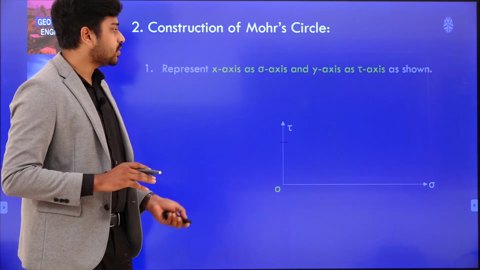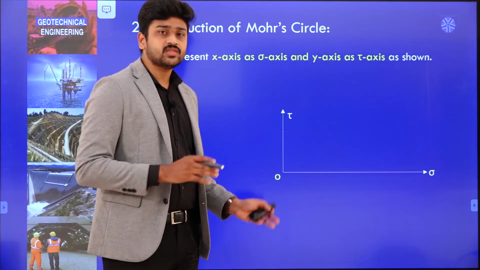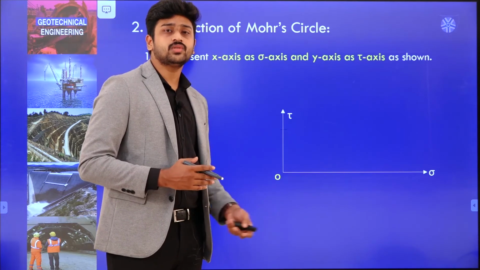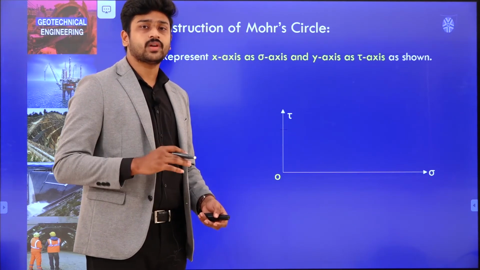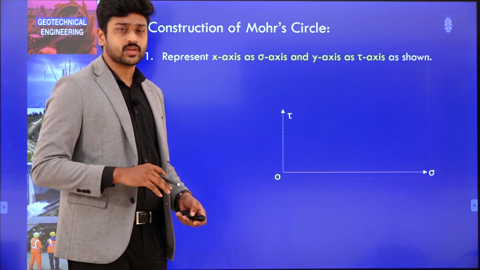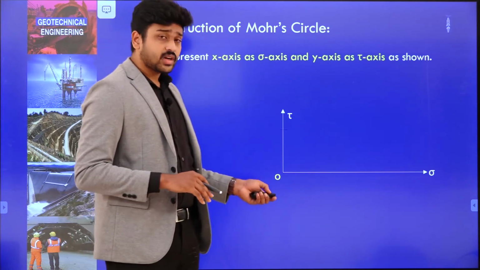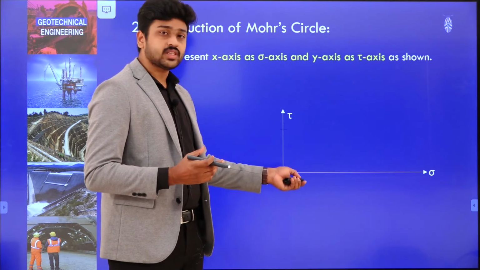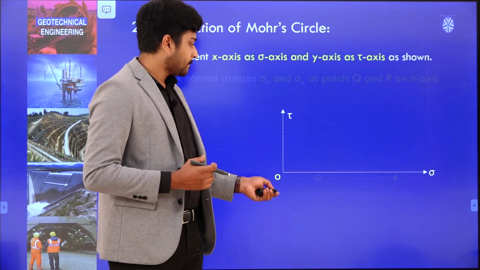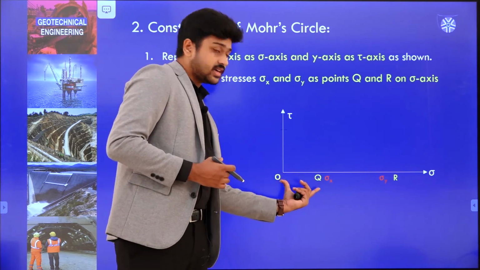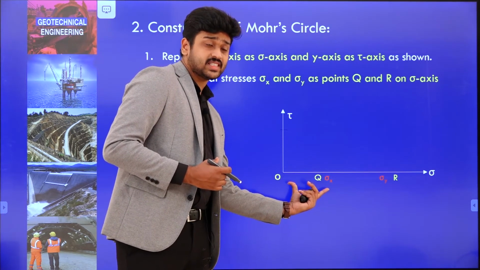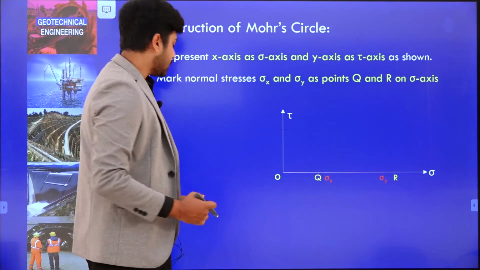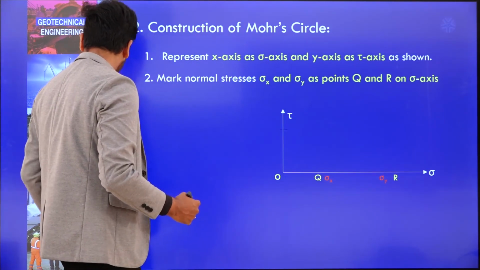So, first what we will do, we will draw the x axis and y axis with the same scale. Let us say I am taking 1 unit equal to 1 kilonewton per meter square or 10 kilonewton per meter square. Now, initially, what is the value of sigma x? I will just mark down sigma x here. Okay. So, sigma x is at a distance of 60 and sigma y is at a distance of 80. So, that we need to mark initially.